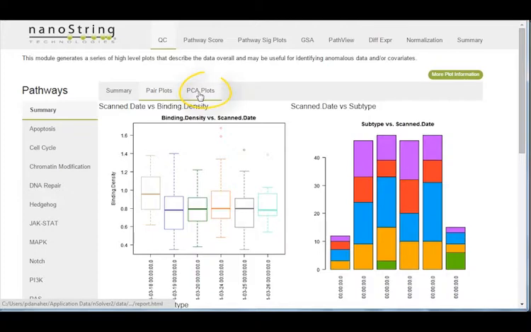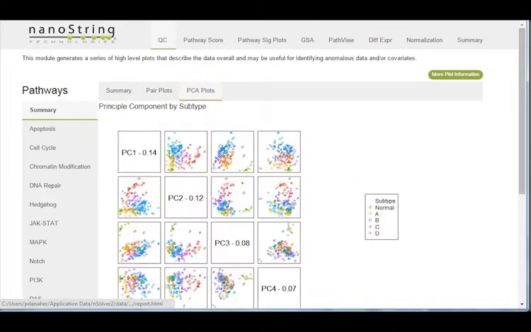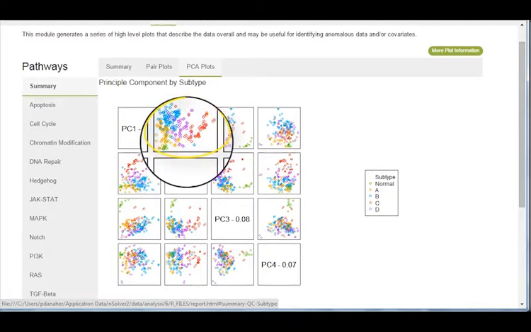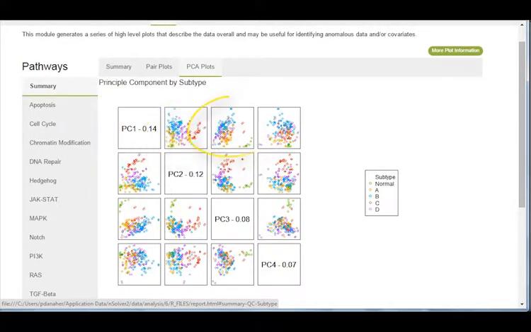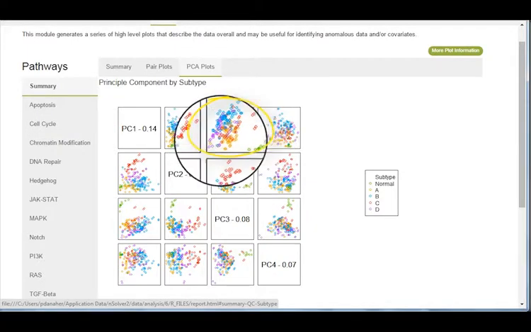If we click the PCA plots link, we get plots showing the first 4 principal components of the data, colored by each covariate in the analysis. PCA condenses our 730-dimensional data into 4 maximally informative dimensions. In this plot, colored by subtype, we can see that the first 2 principal components very effectively separate all the subtypes from each other, and that the third principal component seems to separate the normal samples in green from the cancer samples.